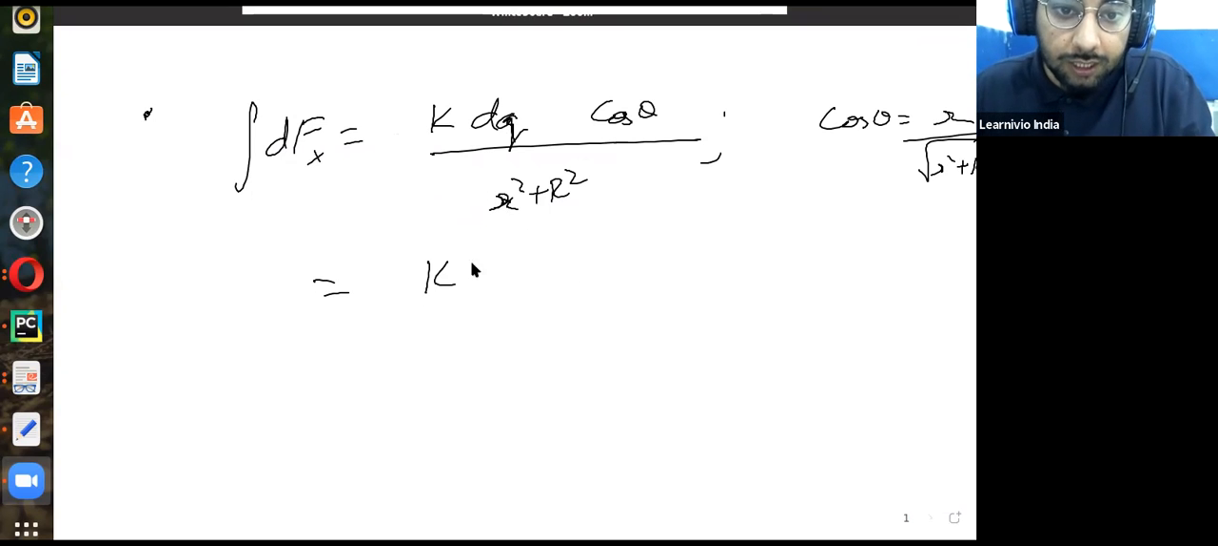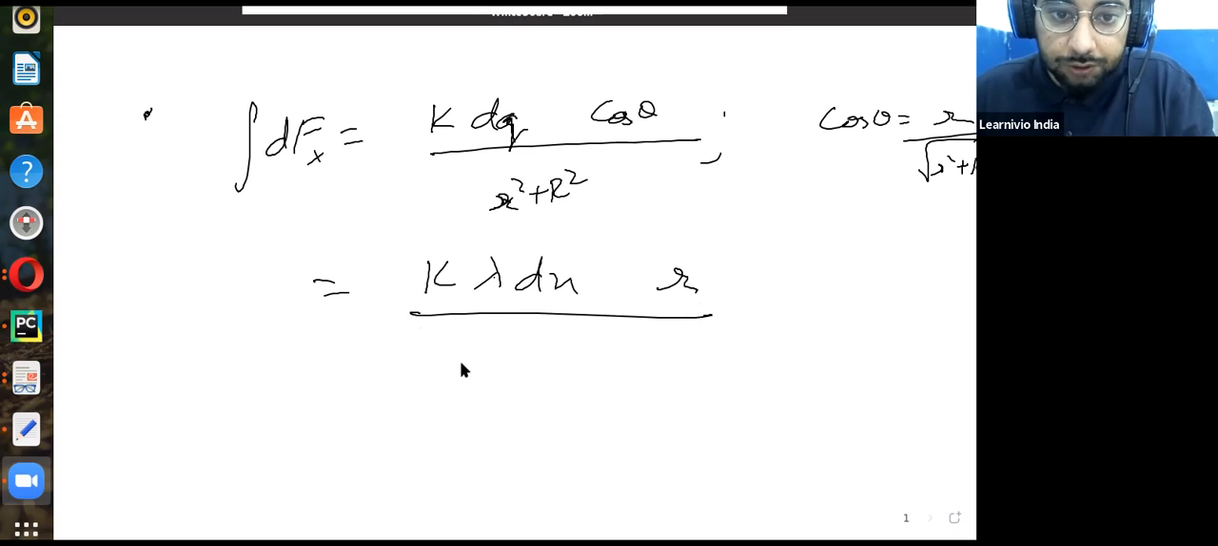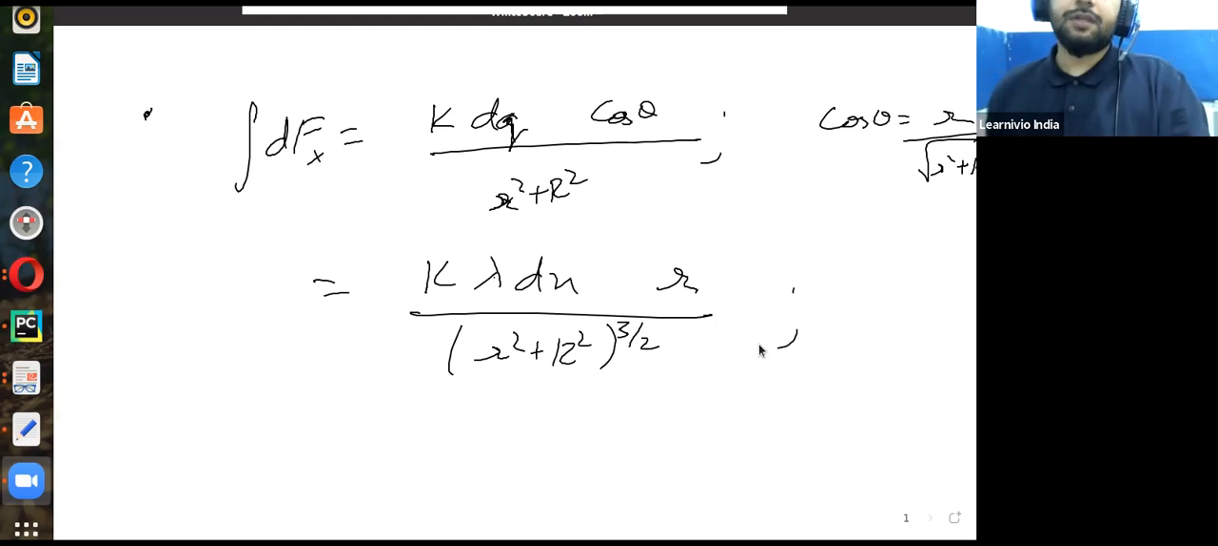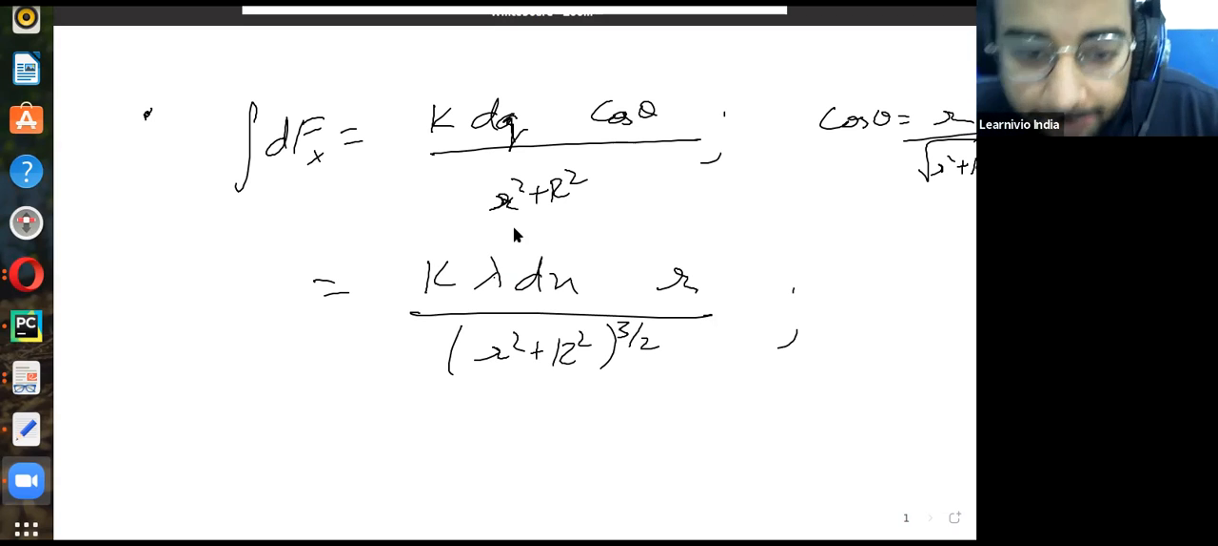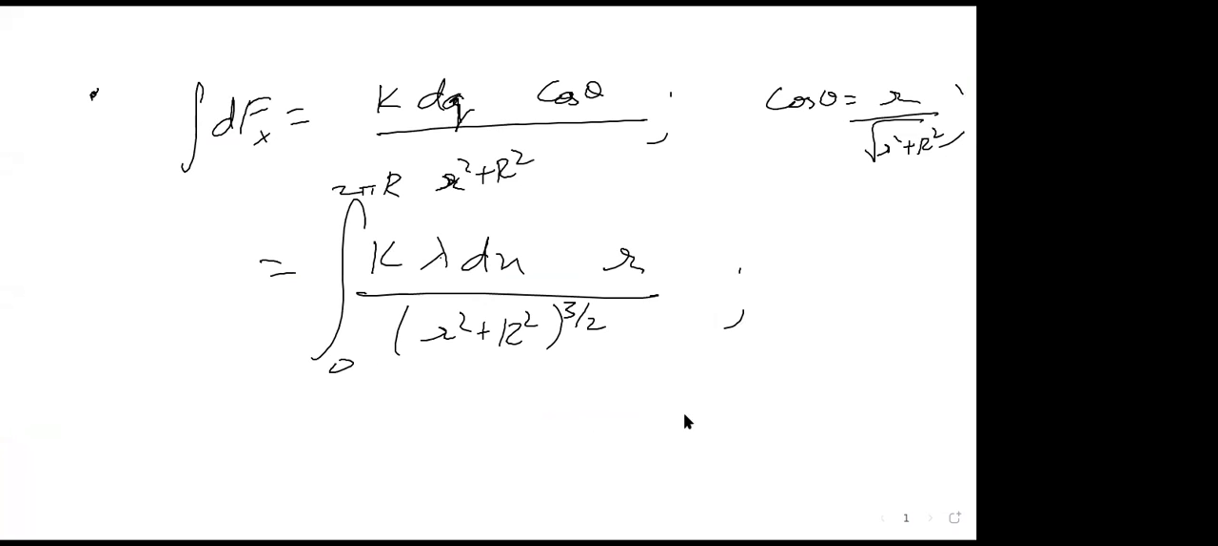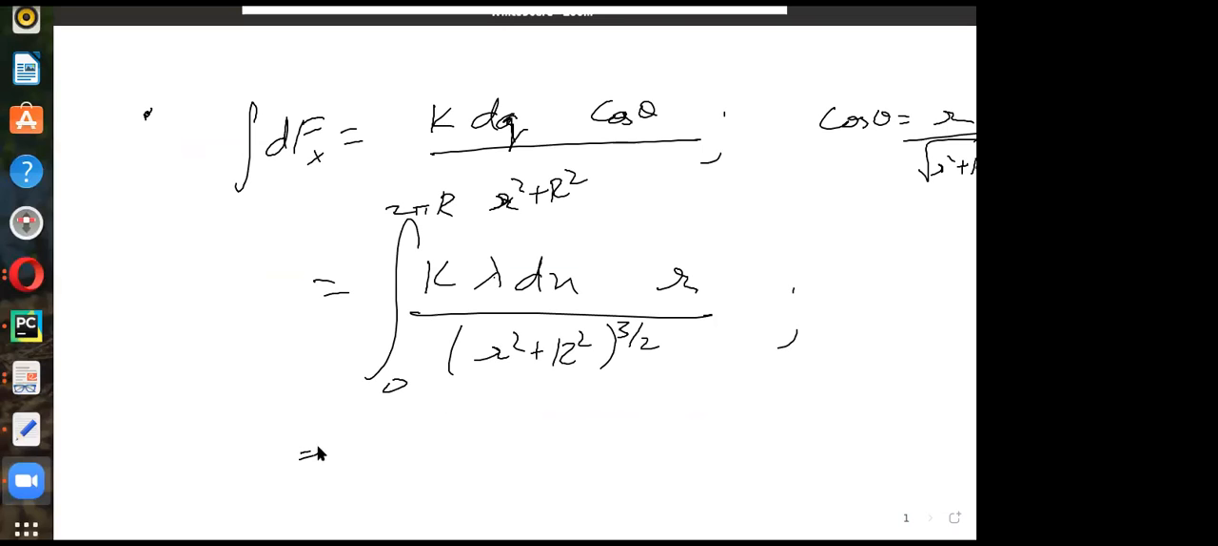Okay, so this is k times lambda dx r over (r squared plus R squared) to the power 3 over 2, right? Now you need to integrate this from where to where? Well, from 0 to 2 pi capital R, correct? Yes. So let's do that.